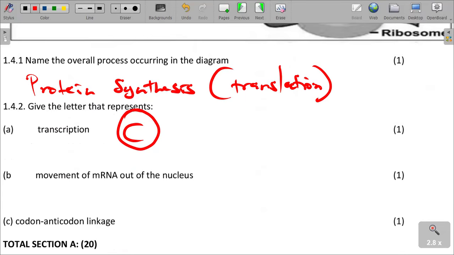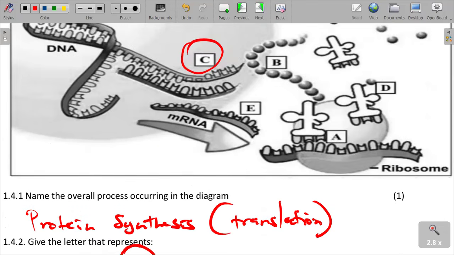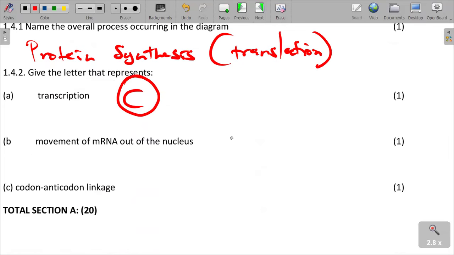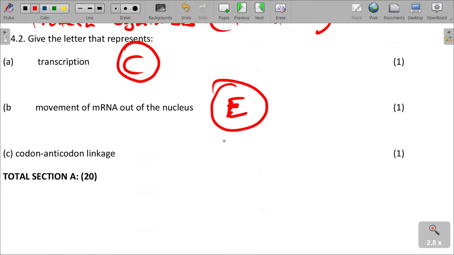Movement of mRNA out of the nucleus. It moves out of the nucleus through the nuclear pore, which is taking place at E. E is identifying the exiting of mRNA. Next time they may say, name the point or the place where mRNA exits. It exits by the nuclear pore. And where does it go? It goes into the cytoplasm.